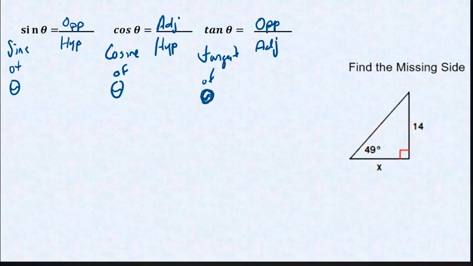So in this case, 49 degrees is theta, and what I'm going to do is label the triangle. So this is the opposite leg. Across from the right angle is the hypotenuse, and then this is the adjacent leg. From there, we're going to use that information to solve for x, or the missing side of the right triangle.